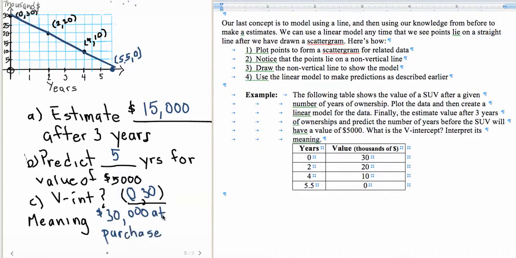And that is an interpretation of what that dependent intercept is, what my y-intercept is, which we're calling a v-intercept. So that is creating a linear model from a scattergram and using it to predict. It puts all of our concepts together from this section. And then next time we'll be on to our next section, section 1.4.